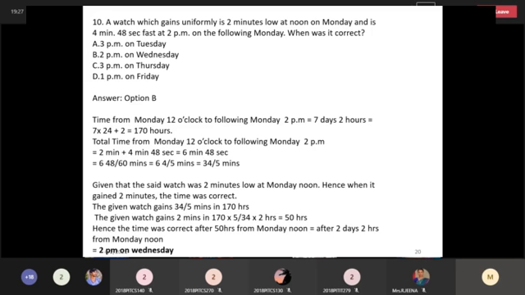Because the given watch gains 34/5 minutes in 170 hours, the given watch gains 2 minutes in 170 into 5 divided by 34 into 2 hours, that is equal to 50 hours. Hence, the time was correct after 50 hours from Monday noon, after 2 days 2 hours from Monday noon. So 2 p.m. on Wednesday is the correct answer. Option B is the correct option. 2 p.m. on Wednesday is the correct answer, students. We'll go for the next question, students.